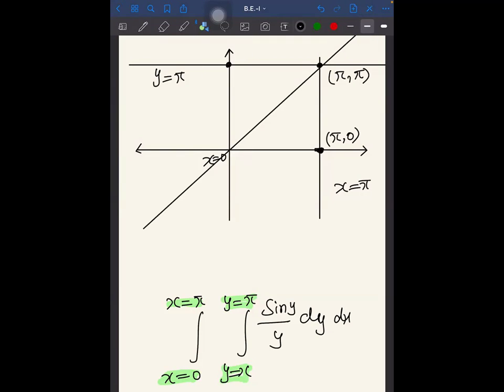Now, one possible confusion would be what? In selecting the region. That means either it is a green region or it is a red region. So which is the proper region for this integration? So green. Why green? No, because our lower limit starts from y is equal to x and ends at y is equal to pi.